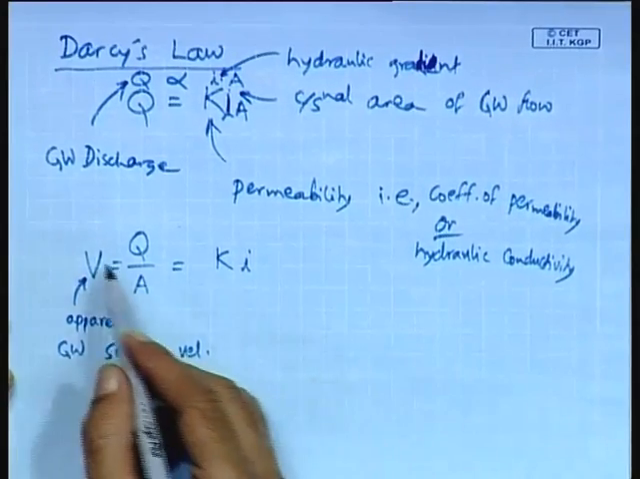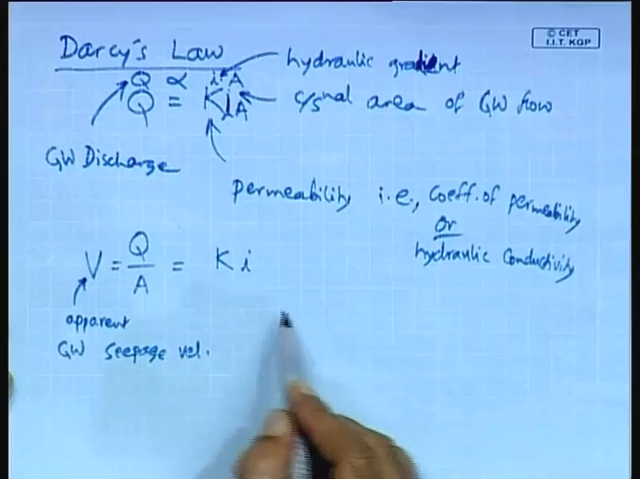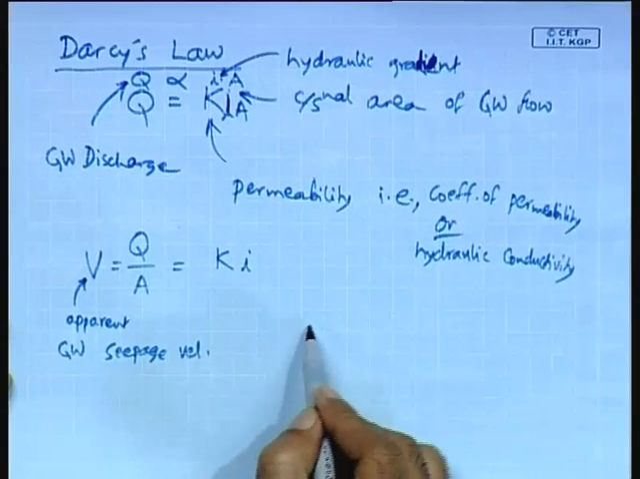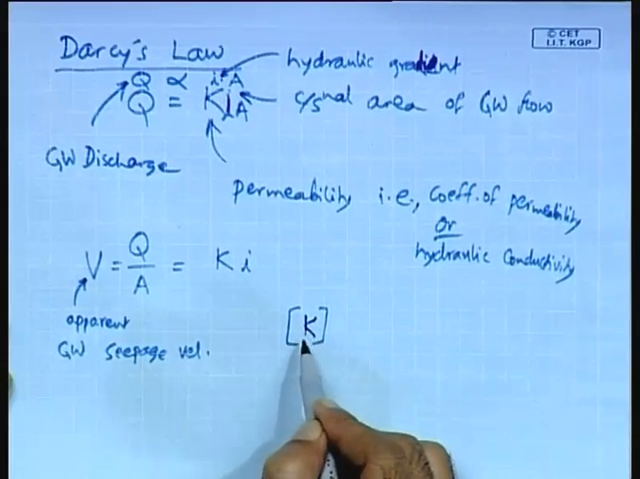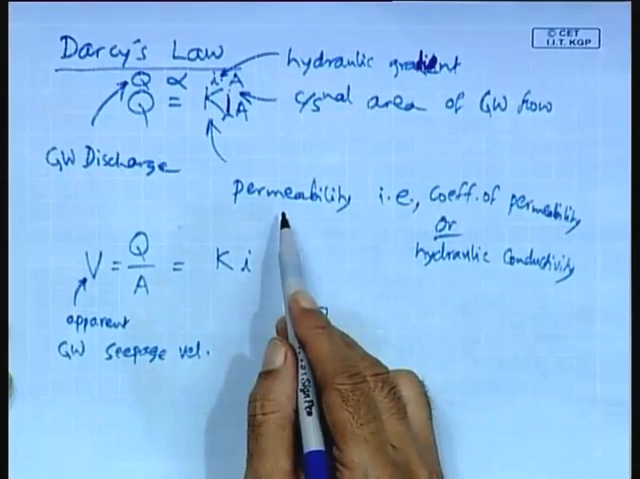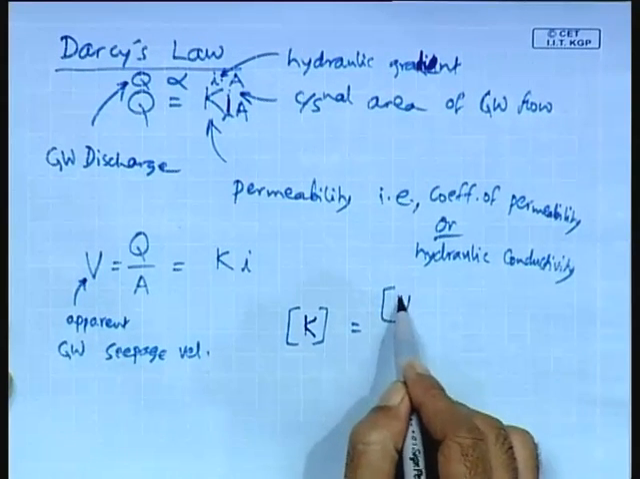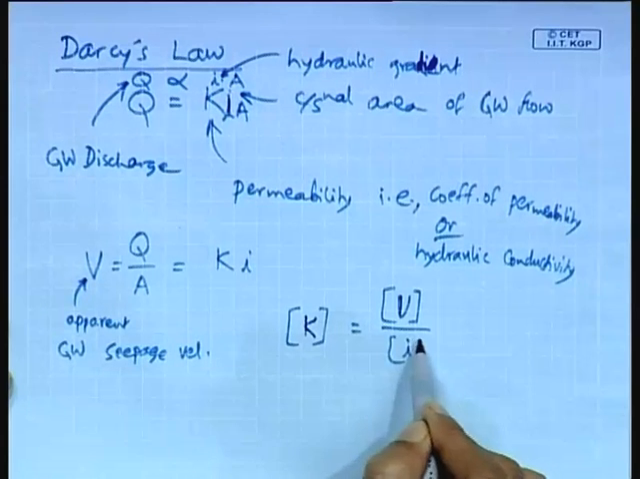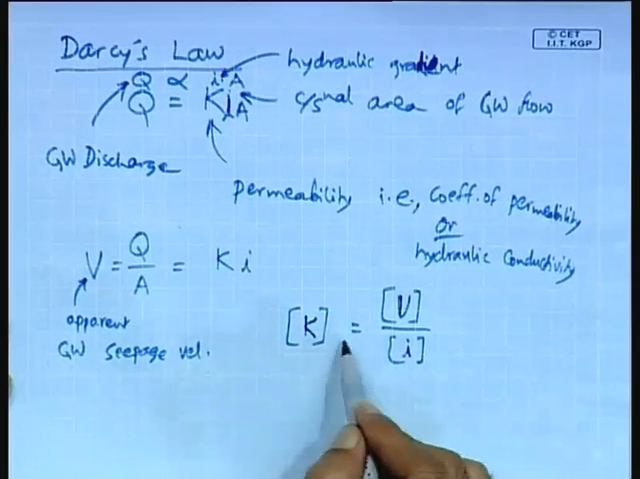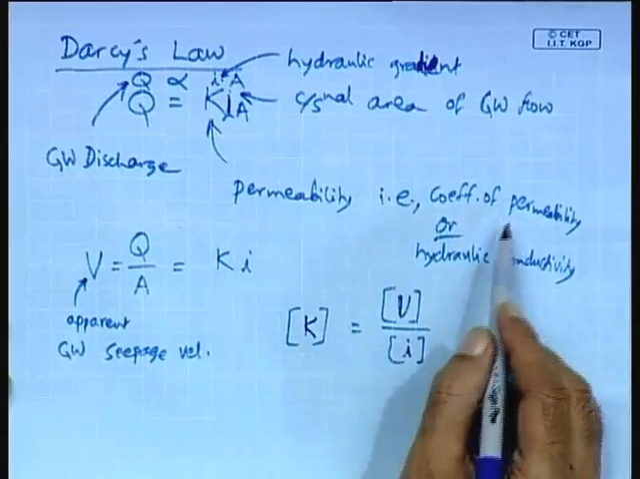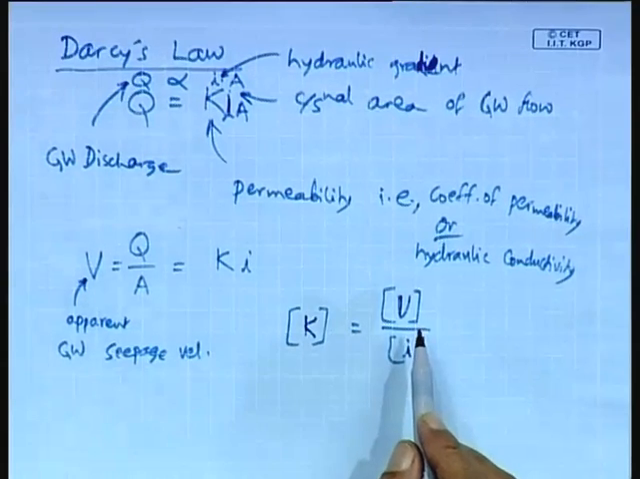And here the left hand side has the dimensions of velocity. So for this equation to be dimensionally homogeneous, the dimensions of this K, which is the coefficient of permeability, or it is also simply known as permeability or hydraulic conductivity, is equal to the dimensions of velocity divided by the dimensions of this hydraulic gradient. And this hydraulic gradient is a pure number with no units. So therefore, this hydraulic conductivity or permeability or coefficient of permeability has the dimensions as well as units of velocity.